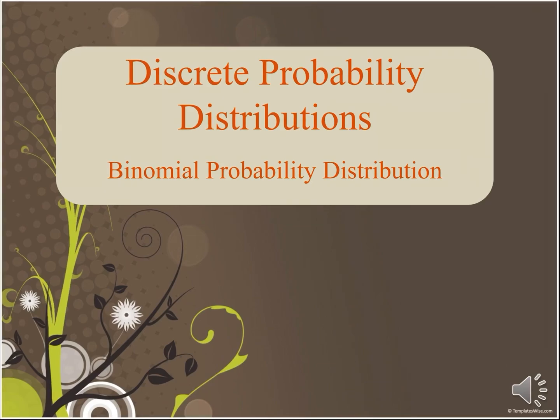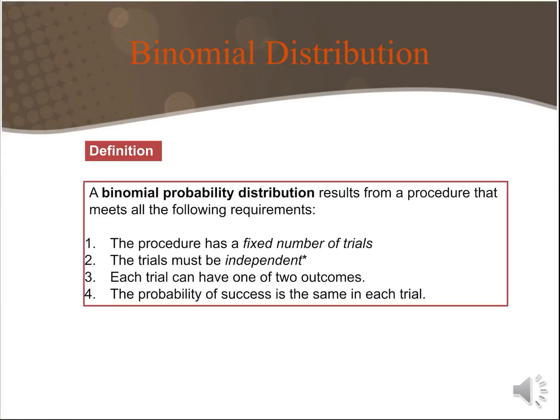Discrete probability distributions. Let's continue our discussion of probability distributions by talking about binomial probability distributions. So let's define that. A binomial probability distribution results from a procedure that meets all of these following 4 requirements.